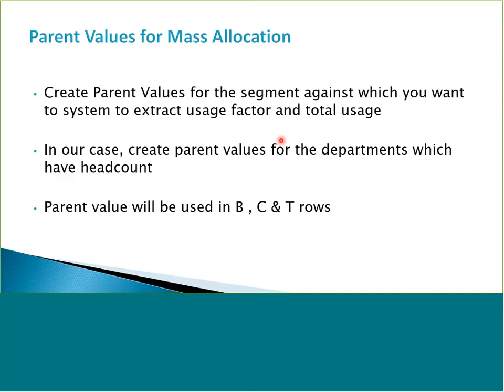So we need to create parent values for the segments against which you want the system to extract usage factor and total usage. And in our case, it's the parent values for the departments which have headcounts, and the parent value will be used in the B line, which is the usage factor, the C line, which is the total usage, and the T line, which is the target line. Okay.